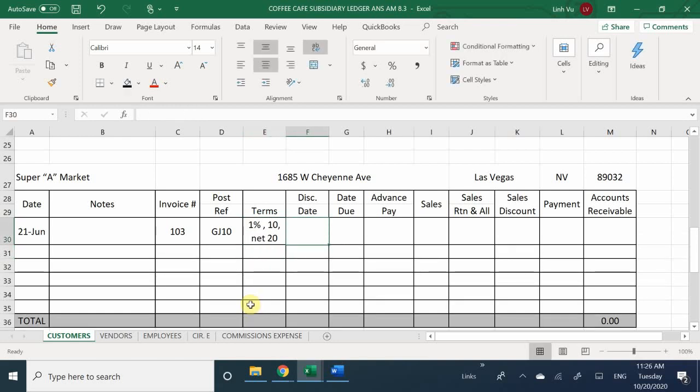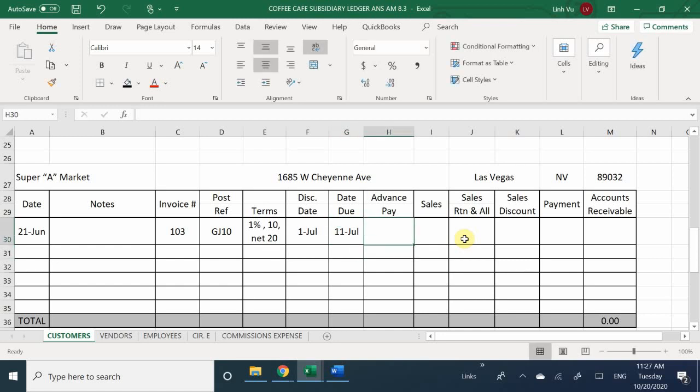Okay. So what's the discount due date? June 31 or July 1st? Oh, I don't know how many days there are in June. I'm so sorry. July 1st. There's only 30 days in June. And what is the actual due date? The actual due date is July 21st. Oh, no, 11. Is it 11? 21 plus 10. Plus 20.